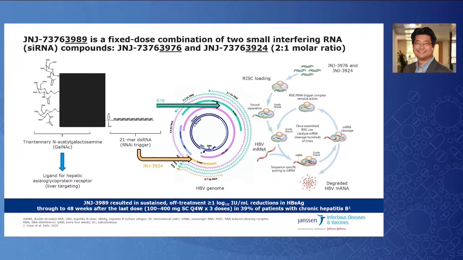Proof of concept was recently presented by Dr. Gane at EASL last month. Patients with chronic hepatitis B were administered J&J-3989, 100 to 400 milligrams subcutaneously every 28 days for 3 doses with nucleoside analogs. 39% of patients were able to sustain a 1 log or greater reduction in hepatitis B surface antigen for 48 weeks after the last dose.